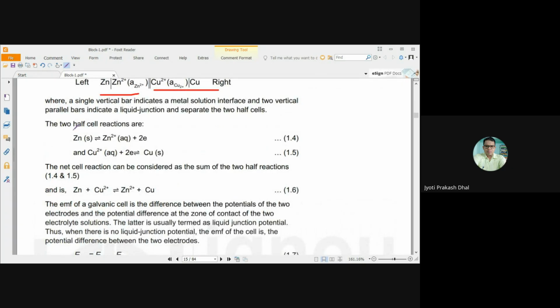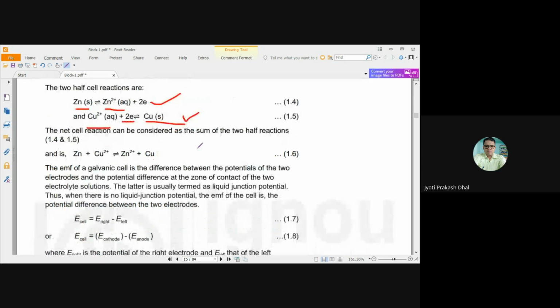Here the chemical reactions taking place in the two half cells can be summarized like this: on the left hand side, Zn solid is converted into Zn2+ aqueous by releasing two electrons, and similarly on the right hand side, copper 2+ ions from the solution, by accepting two electrons, are converted into copper solid. If we add the two reactions, the net or overall reaction can be considered as the summation of the two half reactions mentioned in 1.4 and 1.5. So if we add the two reactions, the overall reaction will become Zn + Cu2+ gives rise to Zn2+ + Cu.